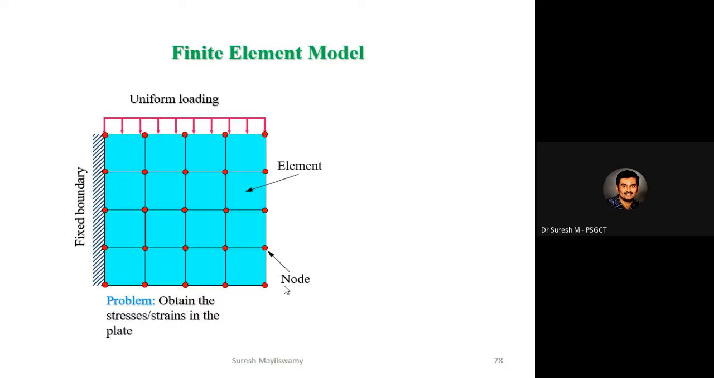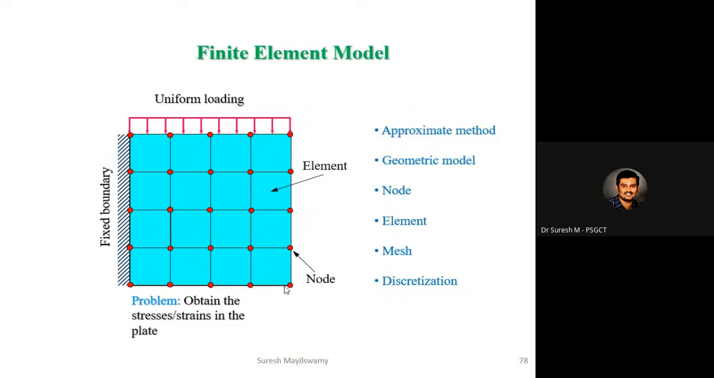So here it is a quadrilateral element. So it is an approximate method. A geometric model is used here. Nodes are formed first. After that, elements are formed. So here the elements are quadrilateral elements, and meshes are formed, and discretization is also done.